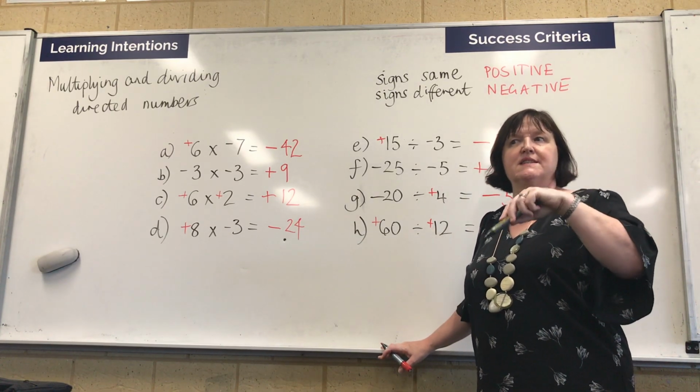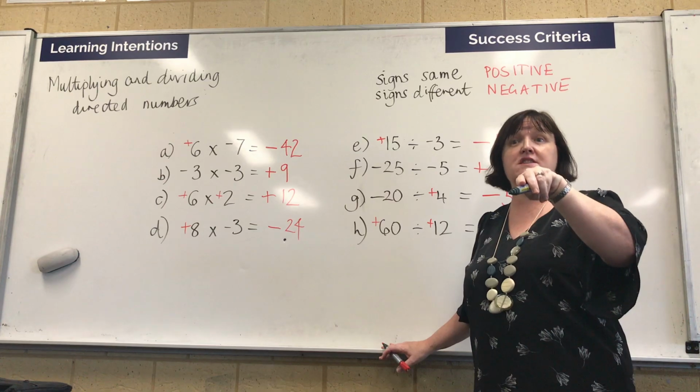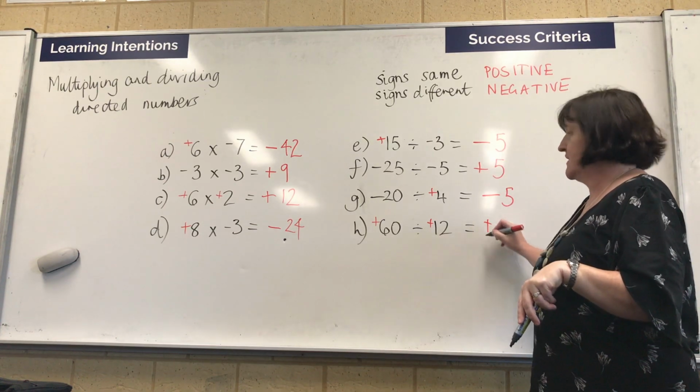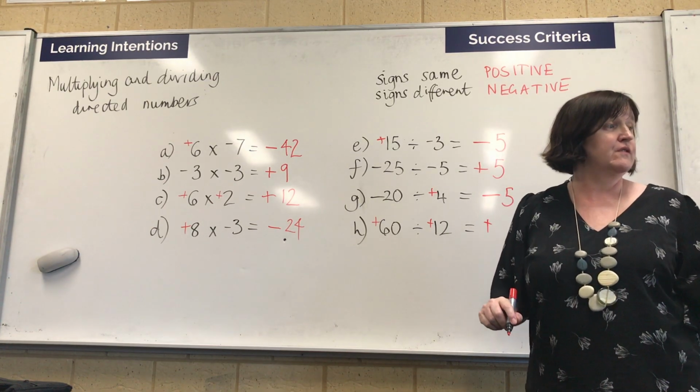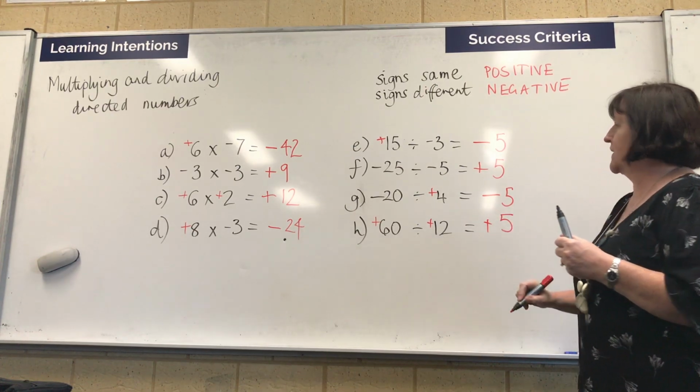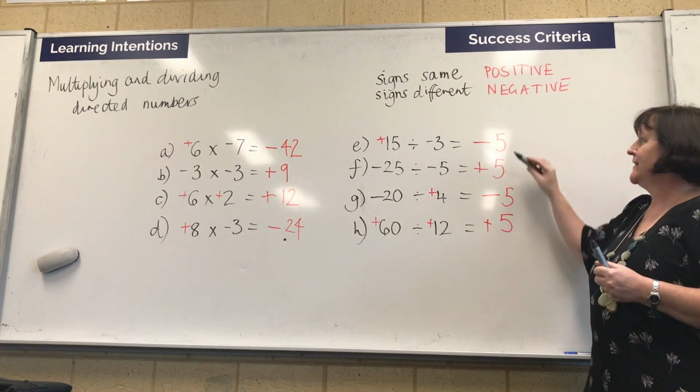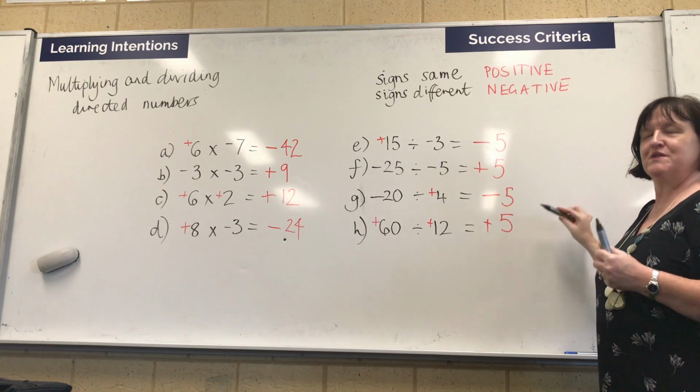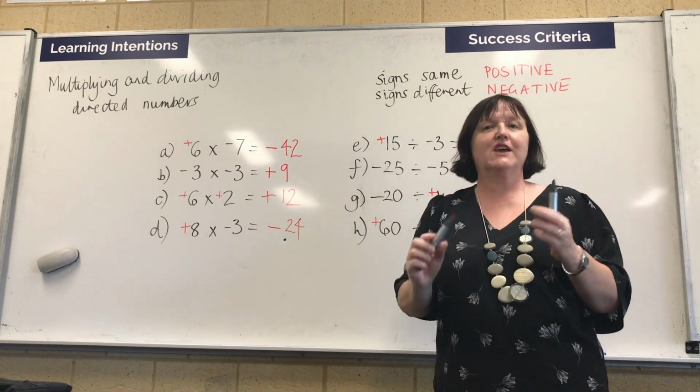Are the signs the same or different? Same. So the answer is going to be positive. 60 divided by 12, 5. There we go, so a nice little pattern there. Negative 5, positive 5, negative 5, positive 5. Okay, thank you. Stop there then.